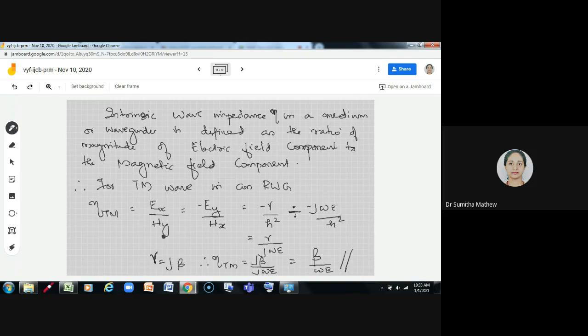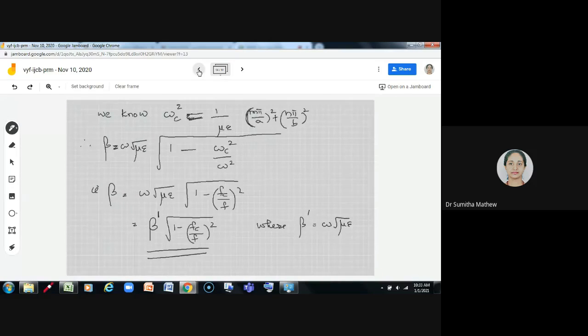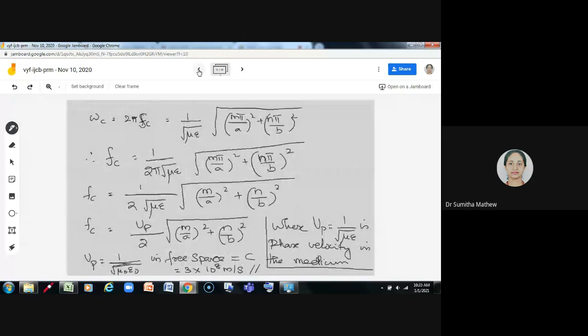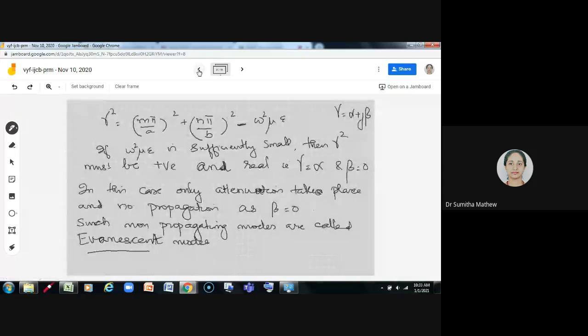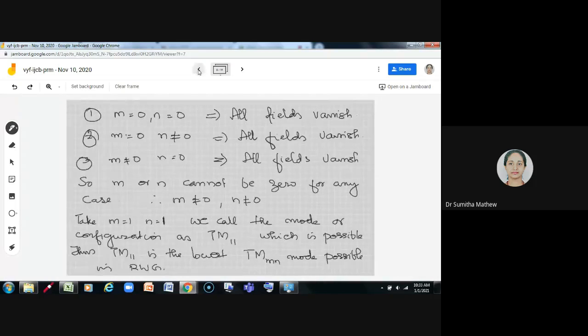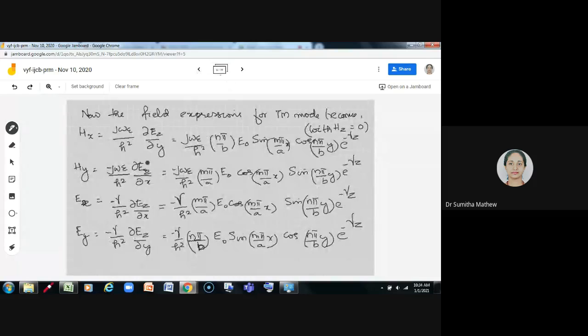So when you take the expression for Ex and Hy from the field equations and divide them, what is Ex and Hy? We'll go back and see the solutions we have obtained. Here, you have Ex and Hy. So Ex is this. You divide Ex by Hy, these two. That is the third and second equations.